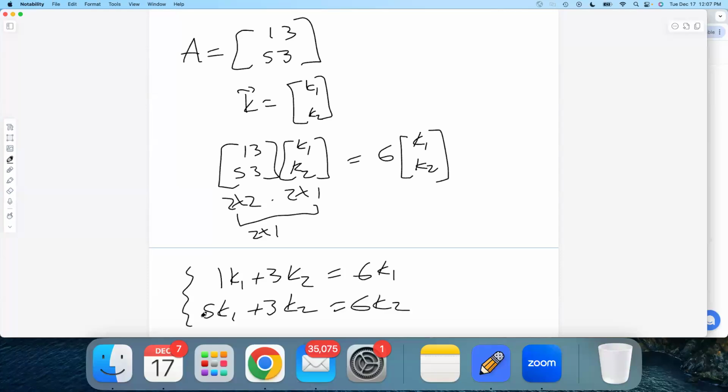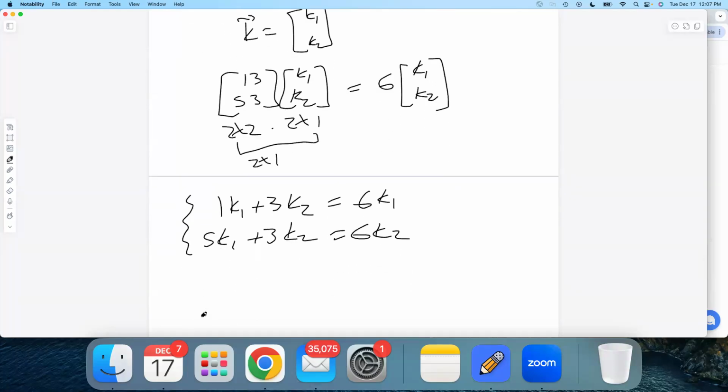And then I would solve this system of equations. Now, this is important to remember. Eigenvectors are not unique. Any multiple of an eigenvector is still an eigenvector. So this system of equations we're trying to solve here is not going to have a unique solution. It has an infinite number of solutions.